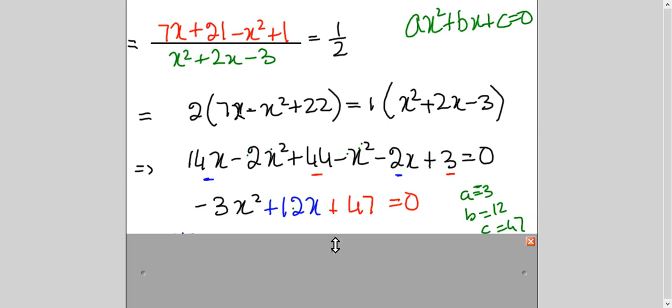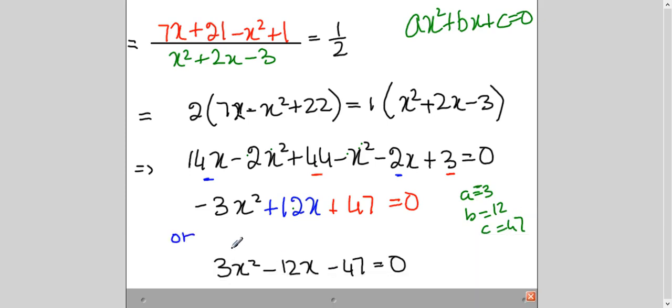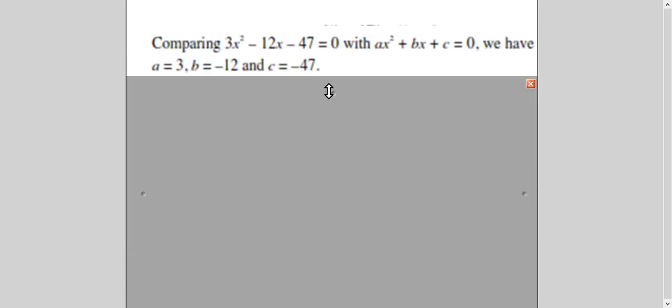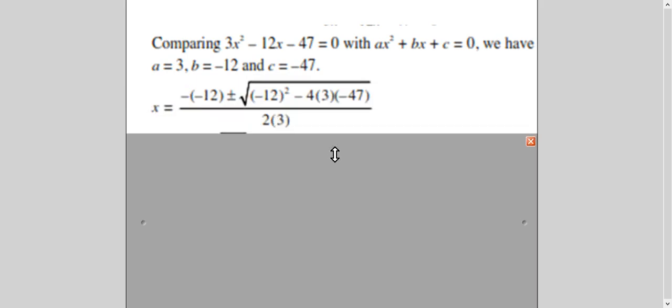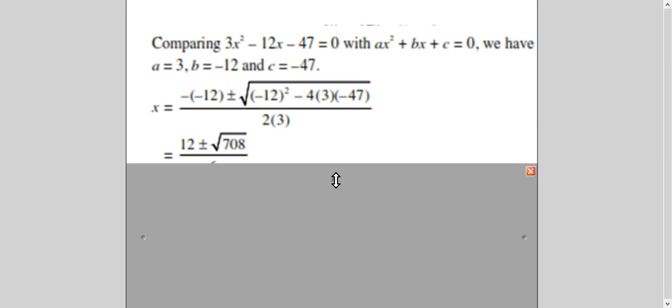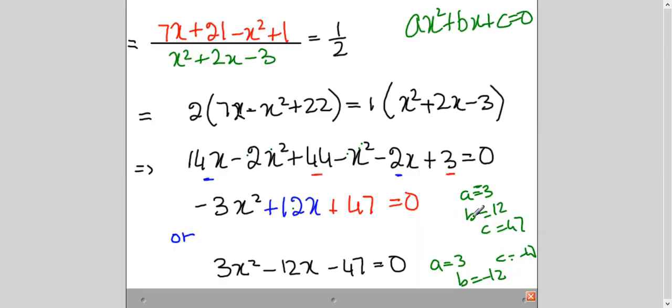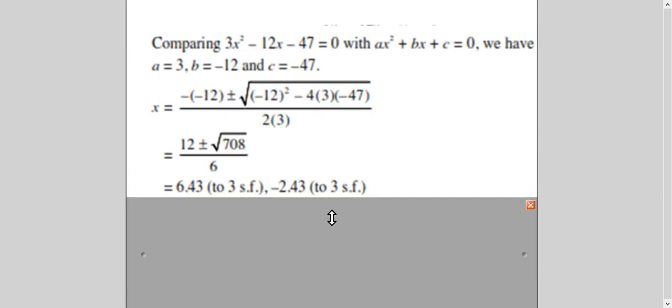You can do it. But what I have done, just to show you another thing, if you multiply throughout by minus 1, all the signs will change. And now your ABC will be a is 3, b is minus 12, c is minus 47. Both will give you same answer. You can try it yourself. I will show you the solution here by substitution here. And you can try the other number, this one, okay, with the different sign, opposite sign. And you will see you will get the same answer.